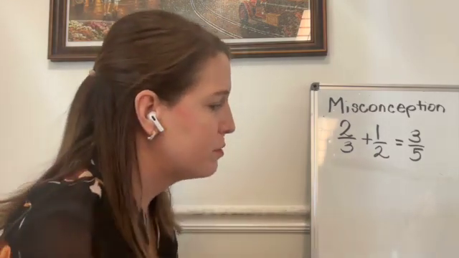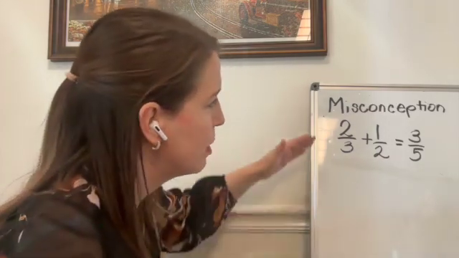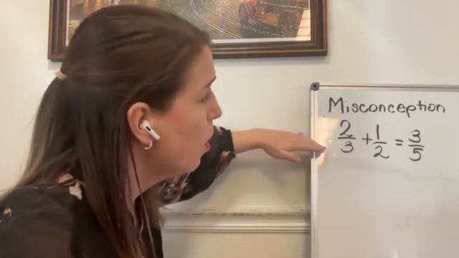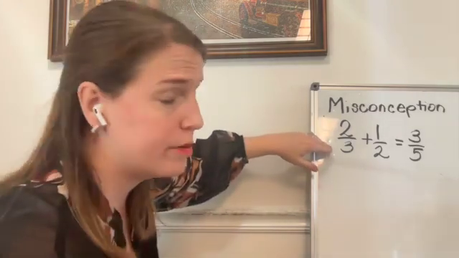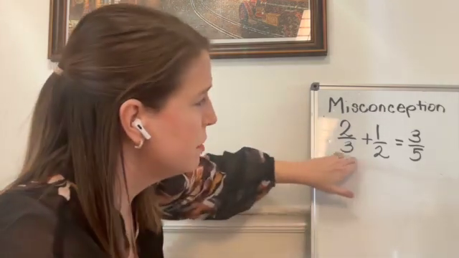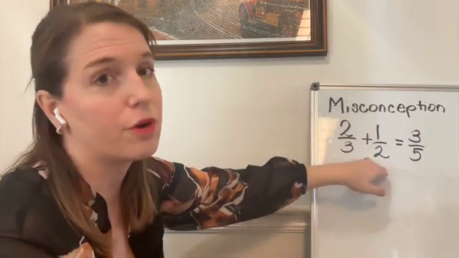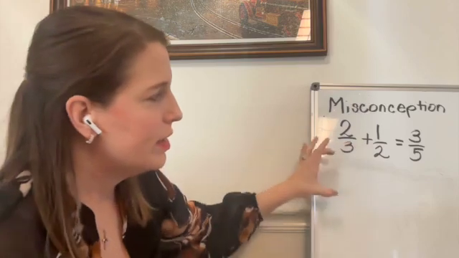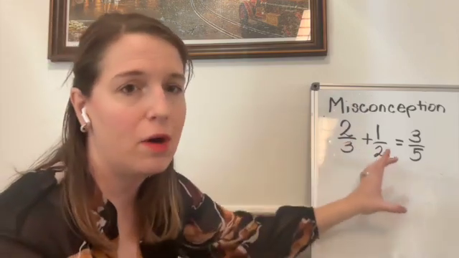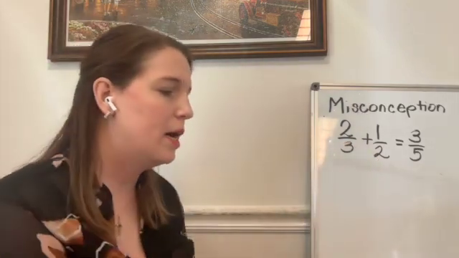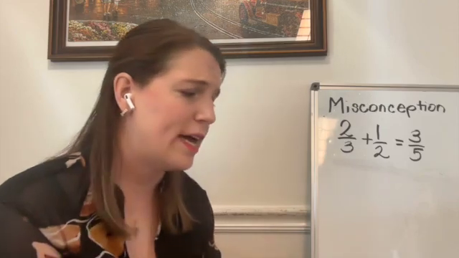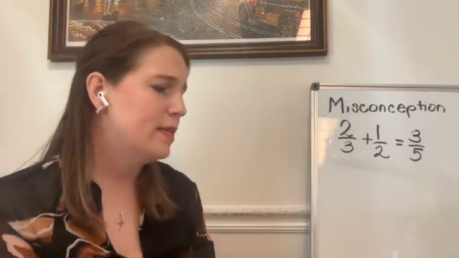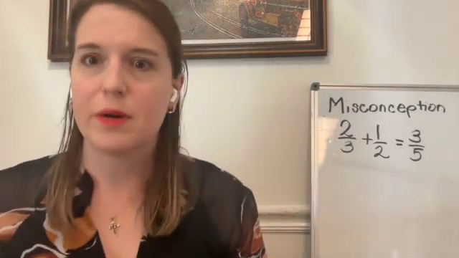So what we have to remember is that fractions represent part of a whole, and the whole is your denominator, it's your bottom number. So when we have two different wholes, that's not going to work. We're going to have to find a common denominator so that we can then add parts of the same whole together.